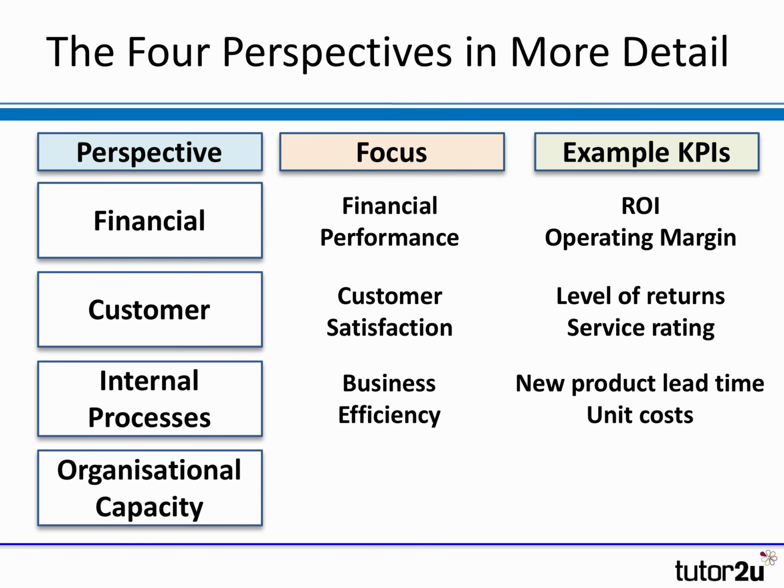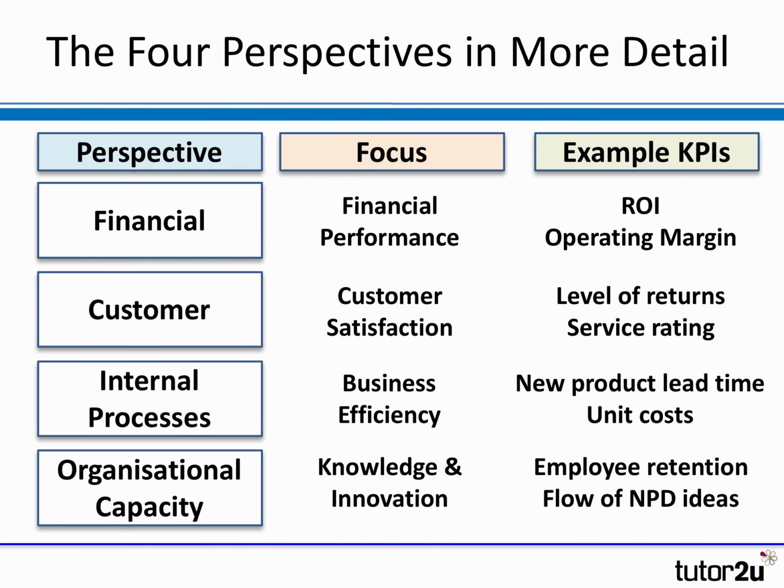When it comes to looking at internal processes, we're really concerned here with how efficient and effective the business is. So example KPIs there would certainly include the speed with which we can get new products to market. In other words, the lead time between coming up with a concept and actually launching the product. But of course, another key measure of efficiency is unit costs. We know from looking at economies of scale and automation and productivity that it's really important from a business efficiency point of view to try to minimize the unit costs of a business.